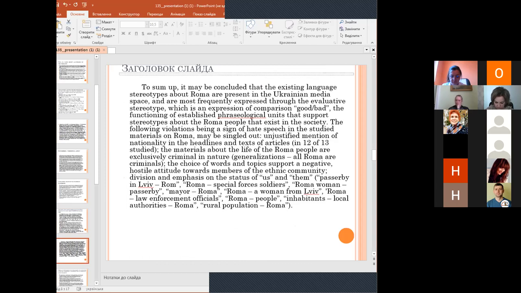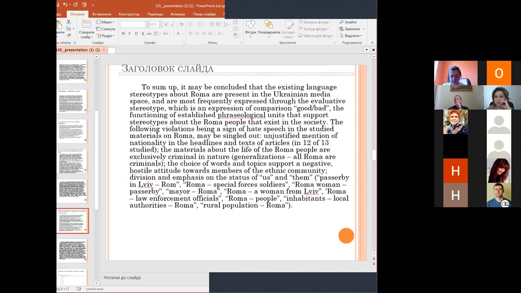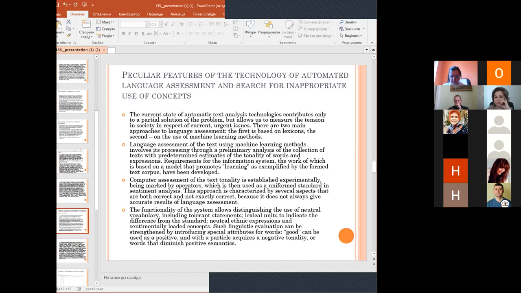So it may be concluded that the existing language stereotypes about Roma are present in the Ukrainian media space and are most frequently expressed through the evaluative stereotype, which is an expression of comparison, good or bad. The next part of our text analysis technologies. However, we should say that the current state of automatic text analysis technologies contributes only to a partial solution of the problem.